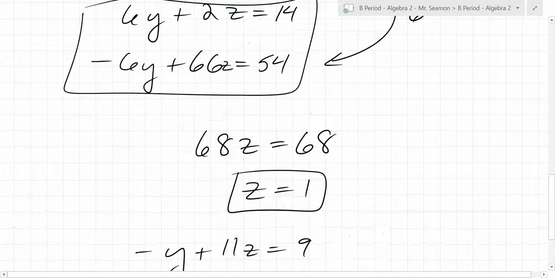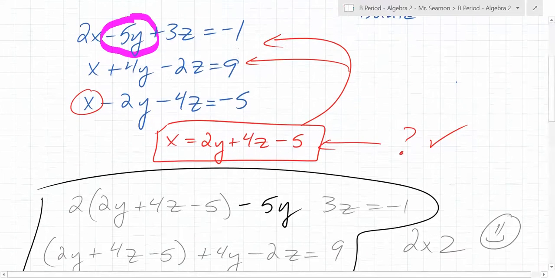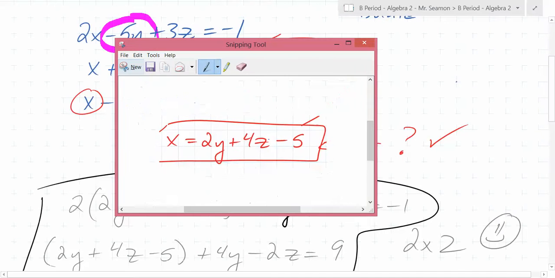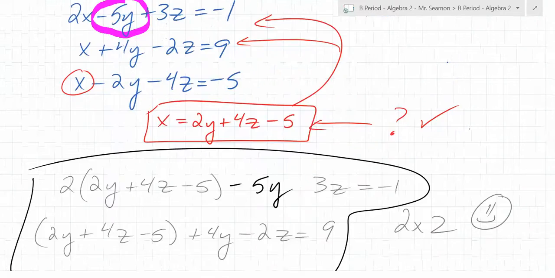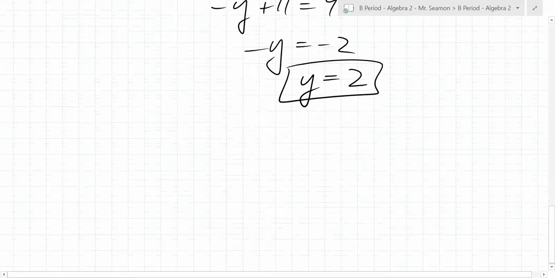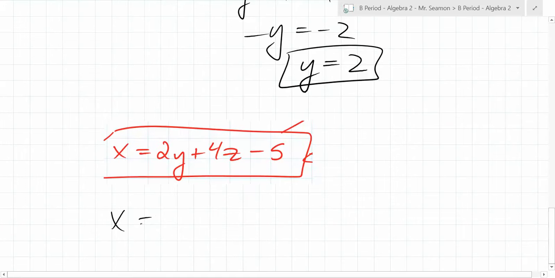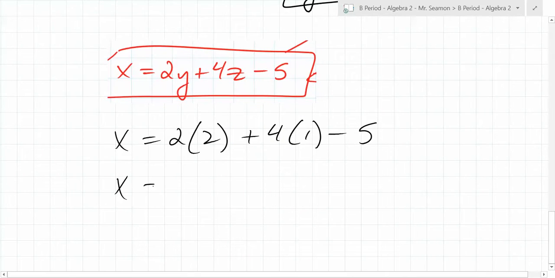And once you have y and z, look what you have up here. You solved for x right here. So, can you plug these two values in? Absolutely. So you end up with x is equal to 2 times 2 plus 4 times 1 minus 5. So x is equal to 4 plus 4 minus 5, which is 3.